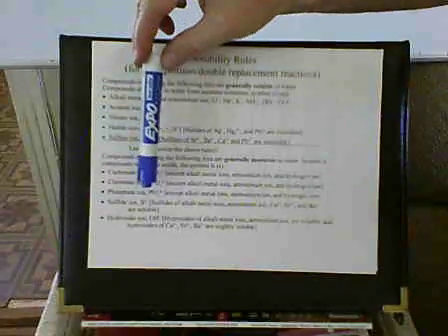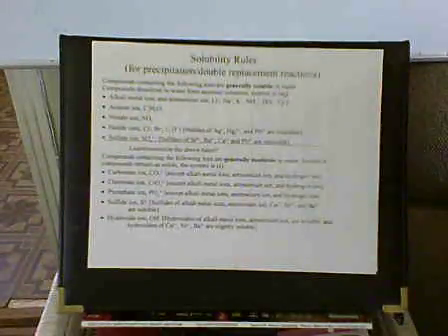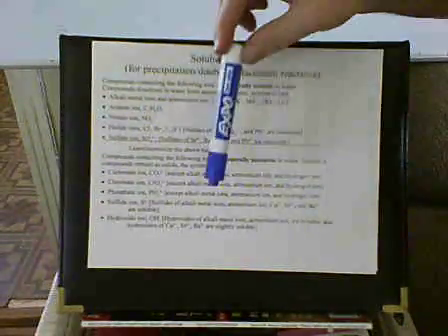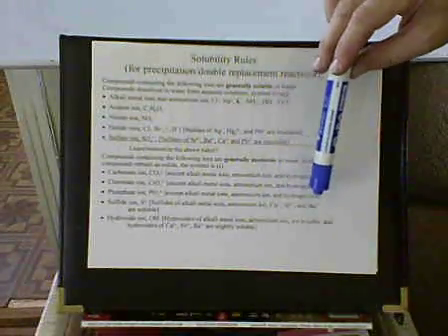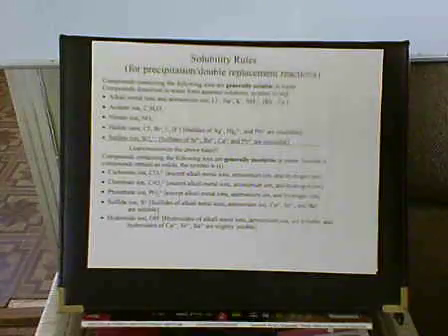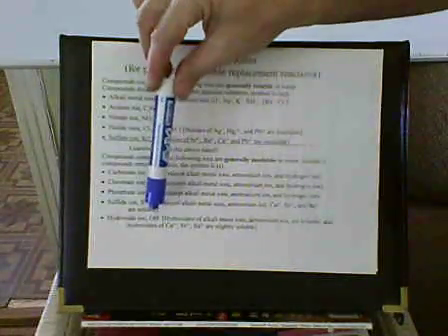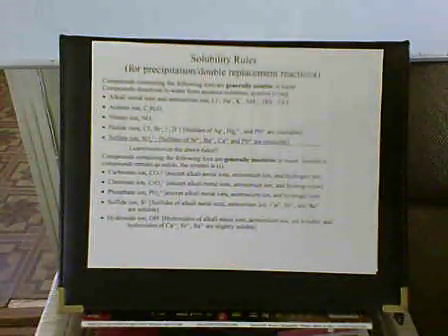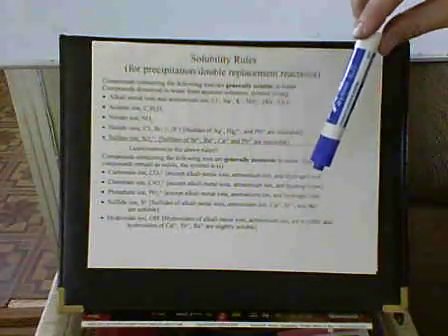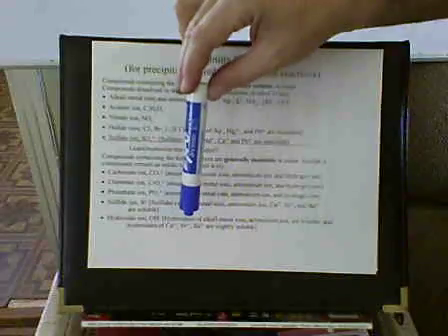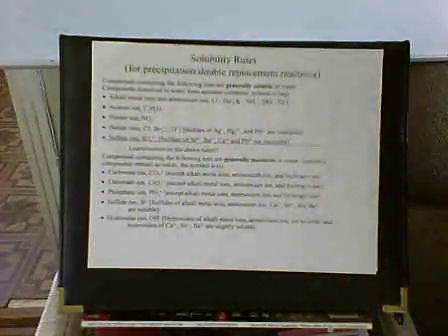Compounds containing sulfide ions are generally insoluble, except for the alkali metal sulfides, ammonium sulfide, calcium, strontium, and barium sulfides. And compounds containing the hydroxide ion, OH-, are generally insoluble, except for the alkali metal hydroxides and ammonium hydroxide. And then calcium, strontium, and barium hydroxides are slightly soluble.